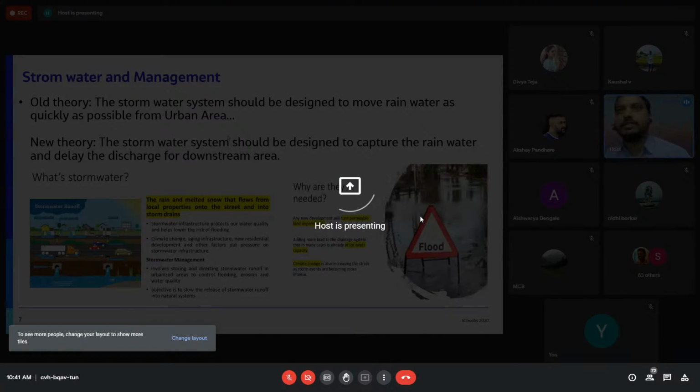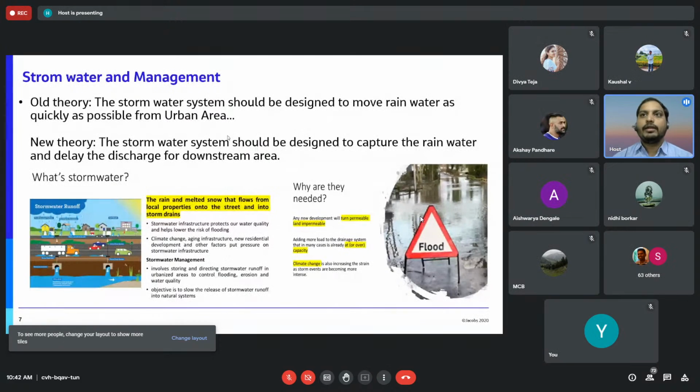A wider aspect. So now, stormwater and its management. I would like to give some highlights on the old theory. The stormwater system should be designed to move the rainwater as quickly as possible from the urban area. This was the old theory.